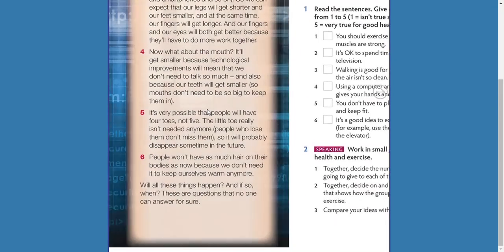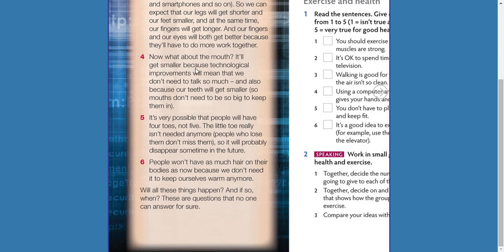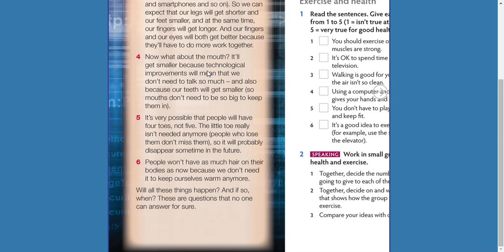Now, number 4. What about the mouth? It gets smaller because technological improvements will mean that we don't need to talk so much. So it could be a possibility that in the future we don't talk too much. And also because our teeth will get smaller, so the mouth doesn't need to be so big to keep them in. Maybe our teeth could be smaller.